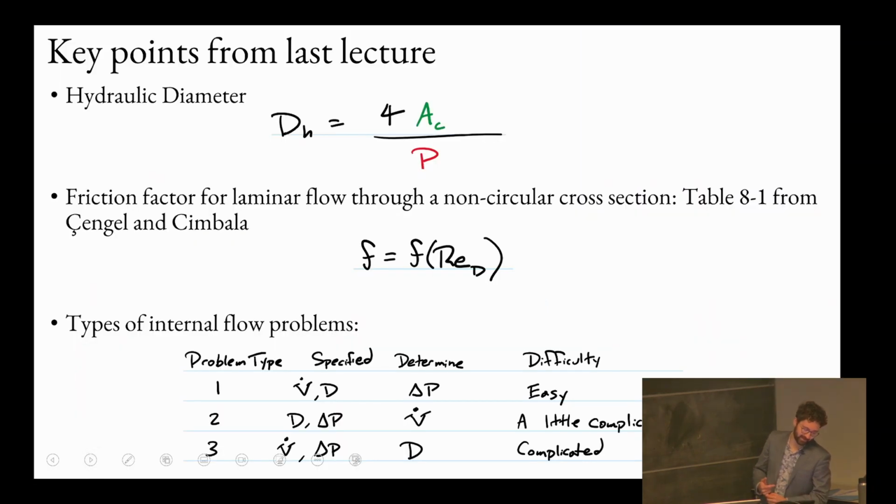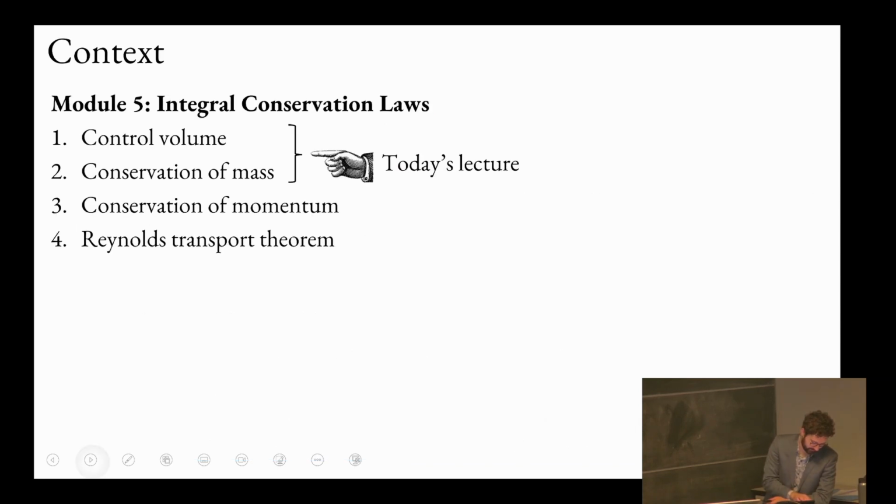Review of last lecture: we did non-circular internal flows. So that's all about hydraulic diameter. And then from there, we can look up our friction factor in table 8-1 from the course textbook. There are 3 types of internal flow problems in increasingly complicated order, but you have examples of all of these between the lecture notes, the problem sets, and the tutorials.